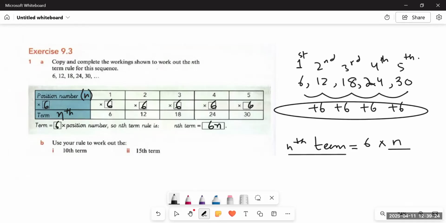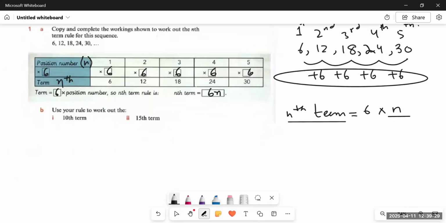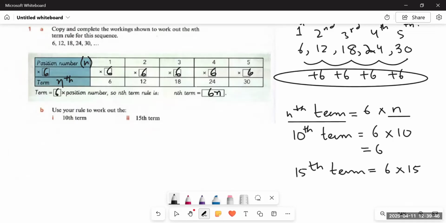So using this rule, we can work out the 10th term. In place of n, we write 10th term is equal to 6 multiplied by 10. Similarly, for the 15th term, 6 multiplied by 15, that's all. So 6 tens are 60, and 6 multiplied by 15 is equal to 90. So the 10th term would be 60 and the 15th term would be 90. You see how easy it is.